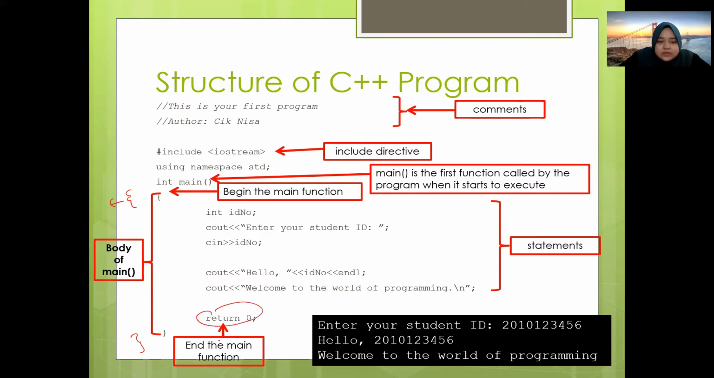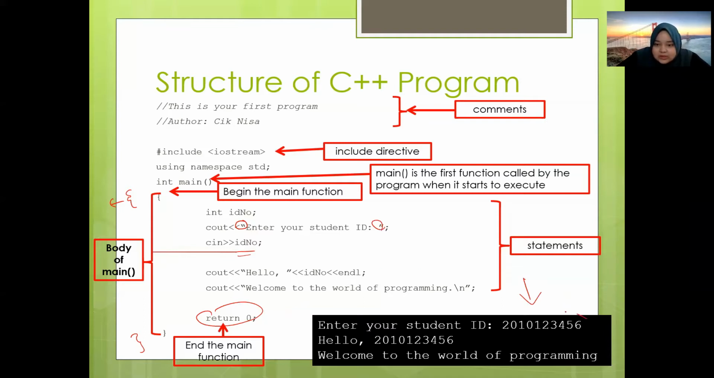So return 0 means the end of the main function. If you compile and run this code, this is the output screen. It looks like this: Enter your student ID. Remember, if you want to display a message on the screen for the user, you should put it inside double quotation marks: Enter your student ID. That's why Enter your student ID comes out like this on the screen. After the ID number, that is the cursor, for it to receive data from the user.